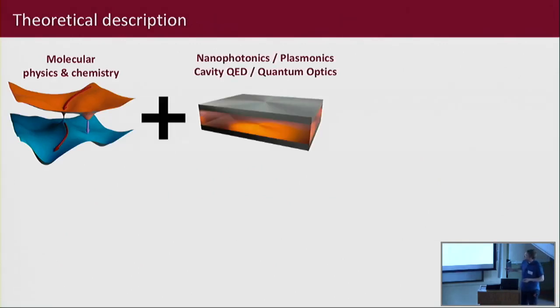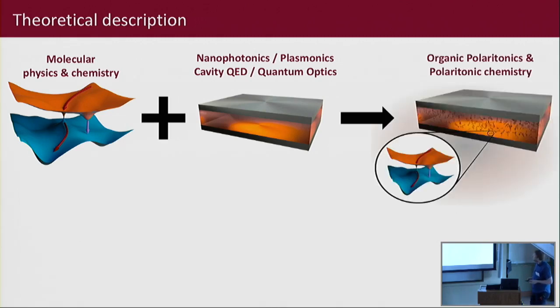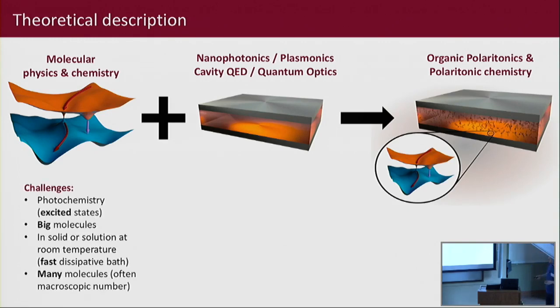Okay, so what are the challenges for theory for this? Well, we have to deal with molecular physics and chemistry of relatively complicated molecules, and we have to deal with nanophotonics or plasmonics with quantized light modes. And we want to combine this to do what we call organic polaritonics or polaritonic chemistry. So I have the problem that I have, first of all, mostly photochemistry, so I have to be able to calculate excited states of the molecules well. I have relatively big dye molecules, or even proteins, and they have even done strong coupling with living bacteria. So you can go to really big systems.